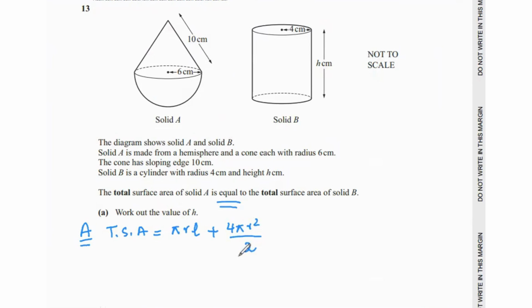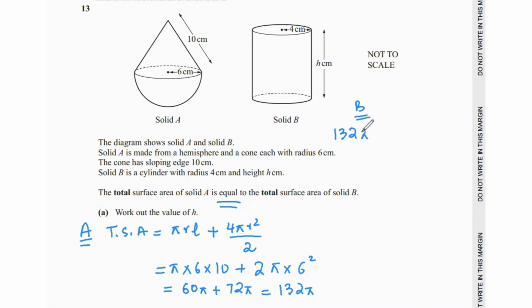4 pi r squared is the surface area of a sphere. So for a hemisphere, it's going to be half of it. So pi, radius is 6, L is 10, L is the slant length, plus 4 divided by 2 is 2, pi, and r is 6 again, so 6 squared. So that's 60 pi plus 72 pi, which is 132 pi.